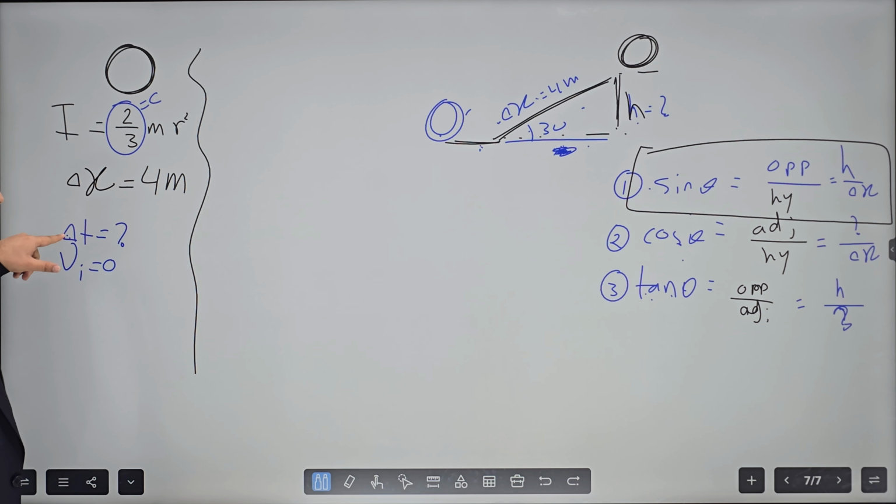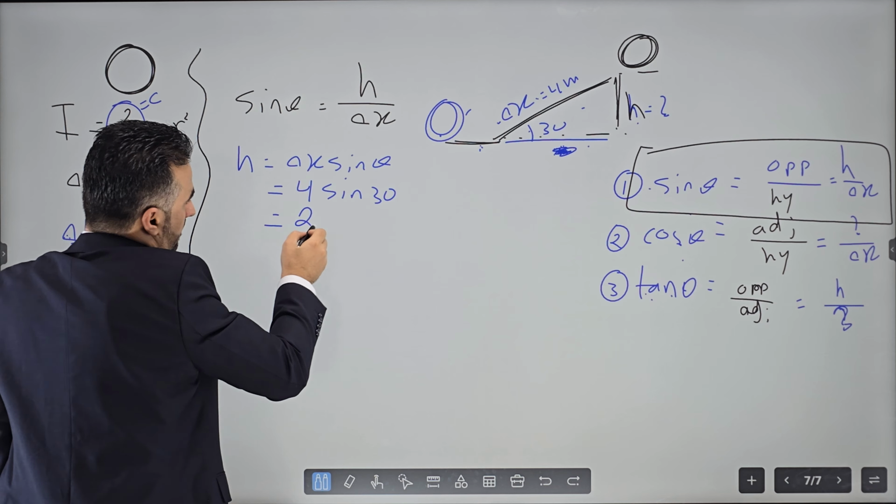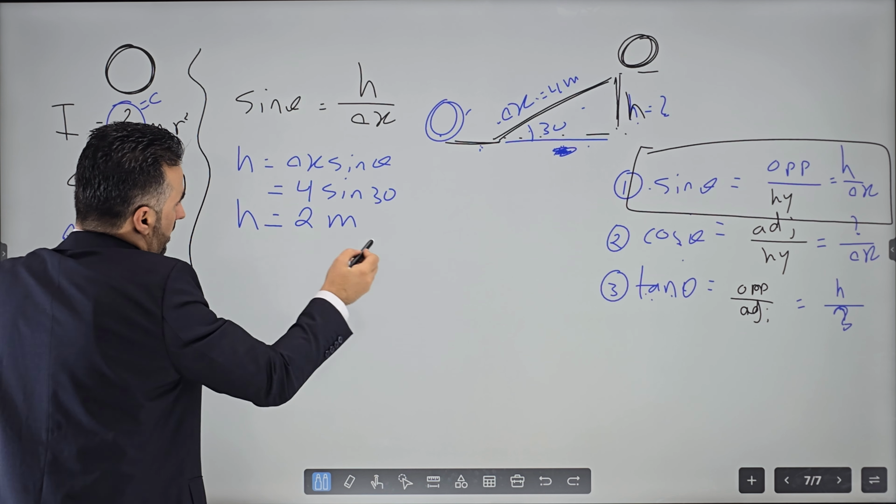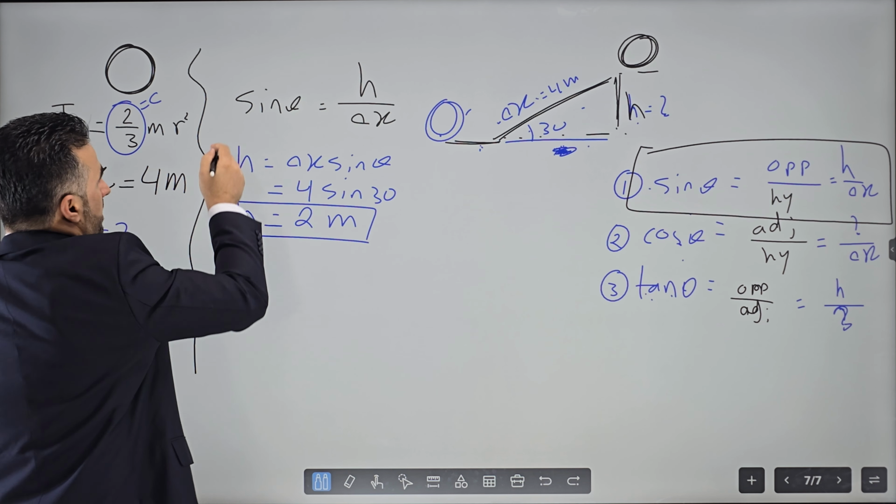At this point here, sine theta is equal to the opposite, which is the height, over the hypotenuse, which is delta x. So you can cross multiply. The height is equal to delta x times sine theta. So once again, delta x is 4 times sine 30. So the height is equal to 2 meters. I have found the height, you can say this is the first step.